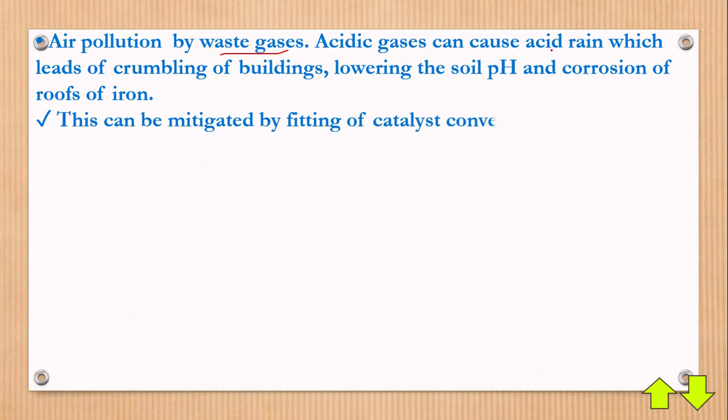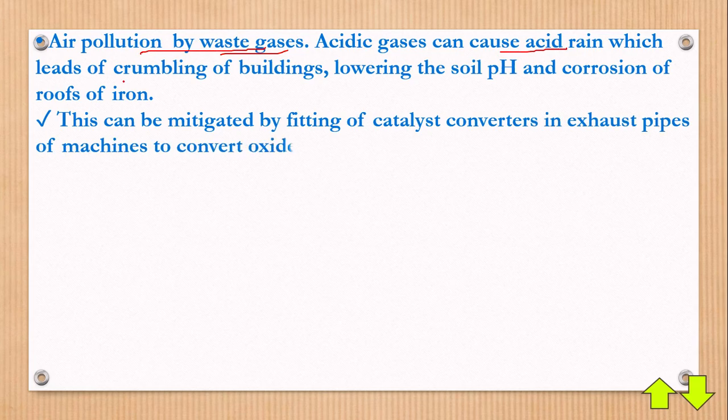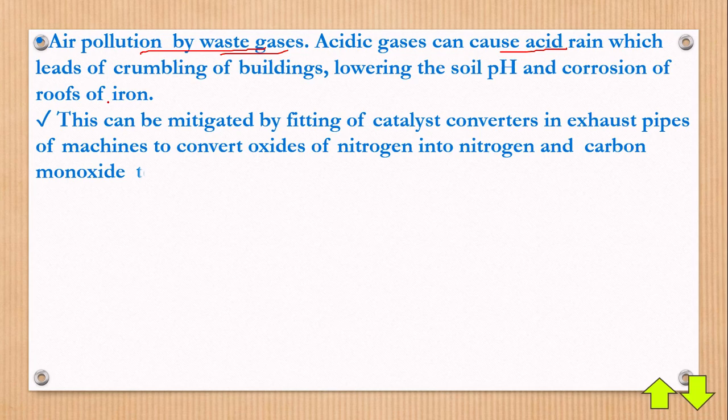Acidic gases can cause acidic rain. Now you have given the cause, the side effect, and now an explanation, which leads to crumbling of buildings, lowering of soil pH, and corrosion of roofs of iron.